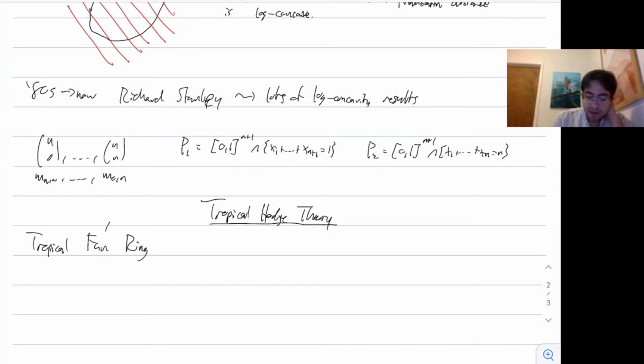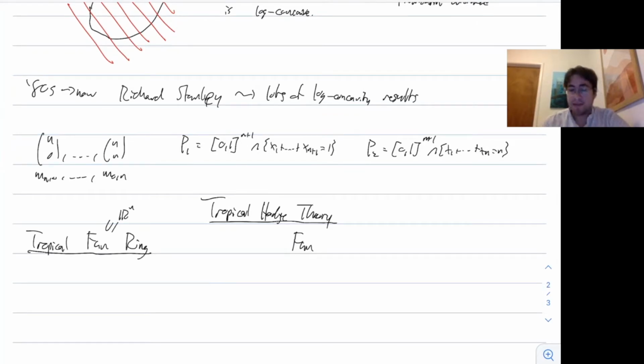Okay, and we're going to take all of our fans to be inside n-dimensional space. So I'm going to fix n forever. So this is the n-dimensional tropical fan ring that I'm going to be constructing. Okay, so first of all, what is a fan? So we're going to make this real basic. A fan is a union of cones, like infinite cones. By cone, I don't mean you truncated it, I mean an infinite cone with apex at 0.